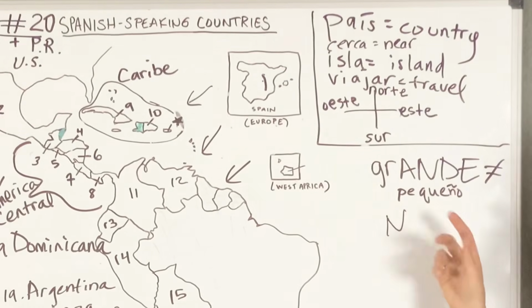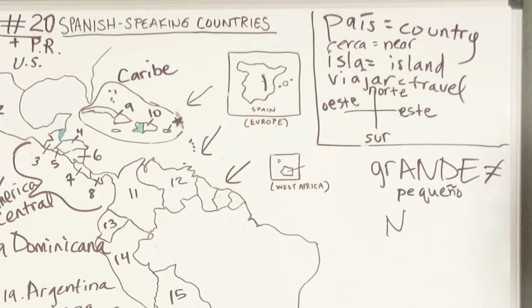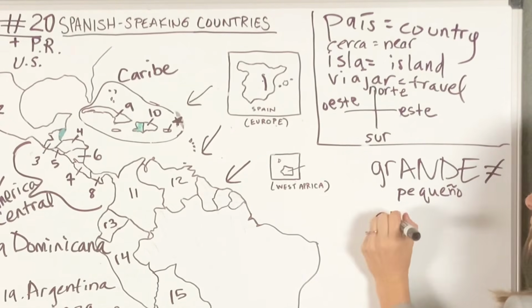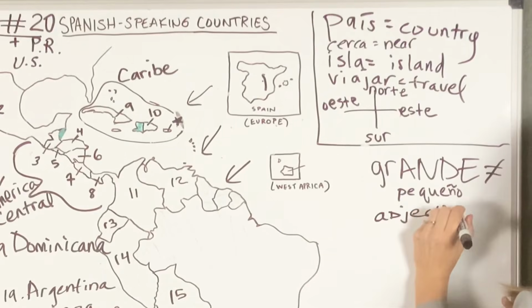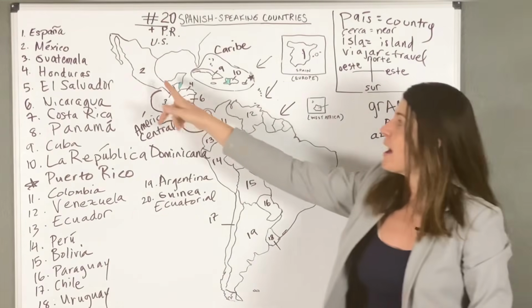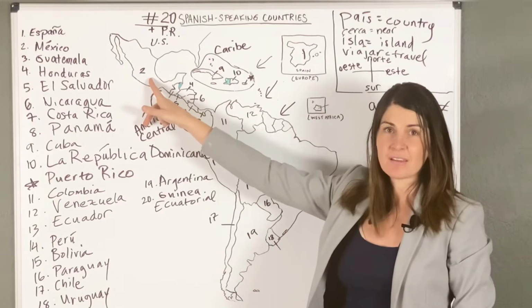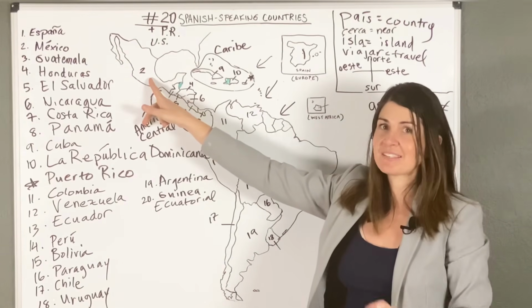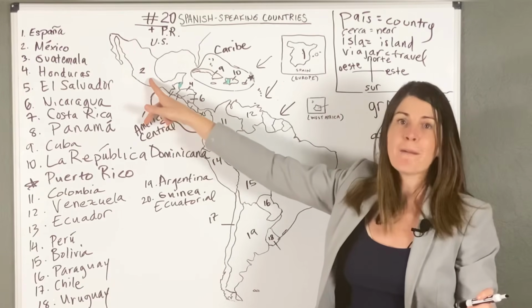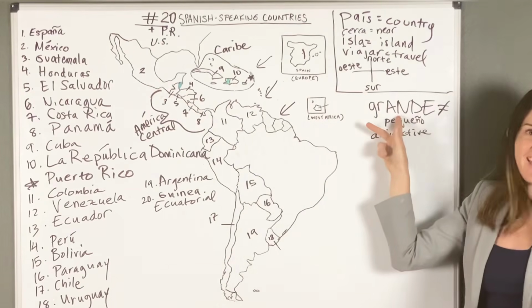Grande, pequeño. And notice when I use these adjectives that I use them after the noun. So instead of saying Mexico is a big country, the order in Spanish would be Mexico is a country big. Okay? México es un país grande.